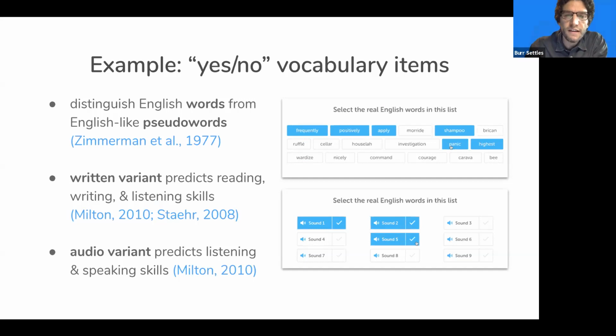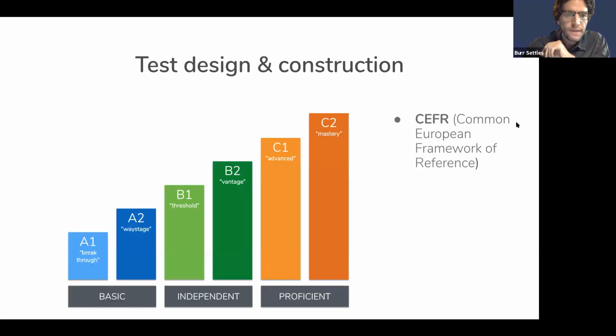But the basic idea is you're shown a set of stimuli. Some of them are real words like positively and apply, and then mixed in with that are some English-like pseudo words like war dies and bricken, which kind of follow the morphological and phonological rules of English, but are not actual English words. Linguists would call these accidental deletions.